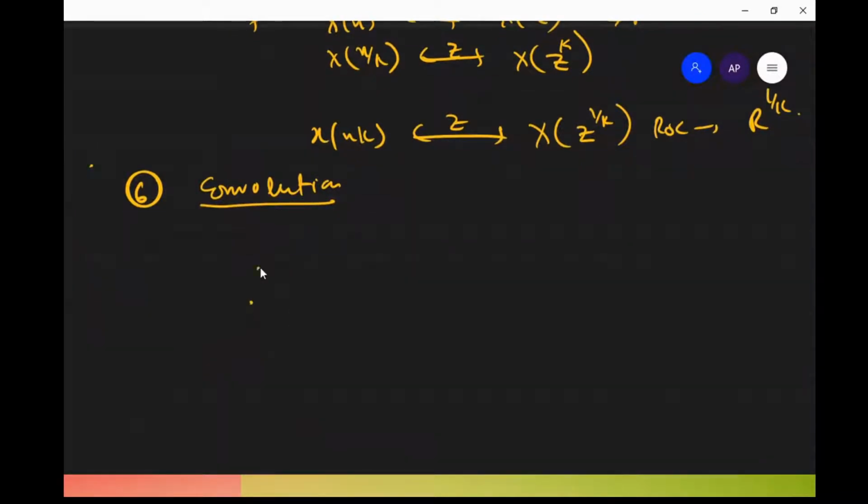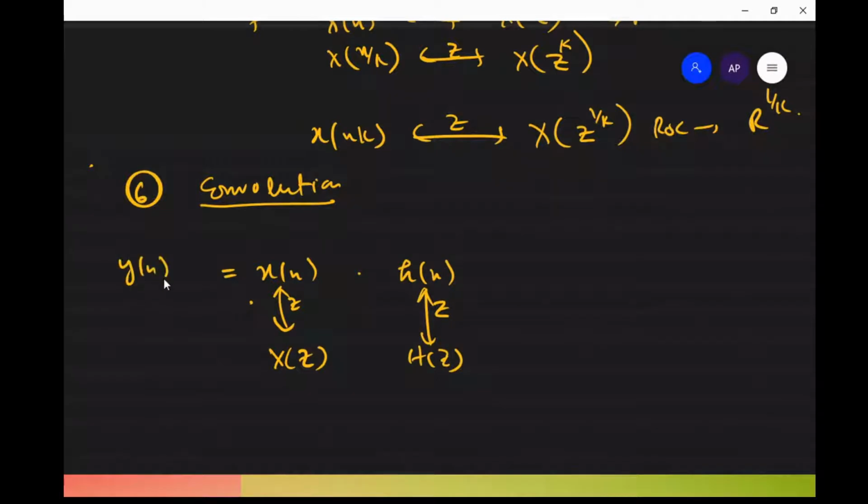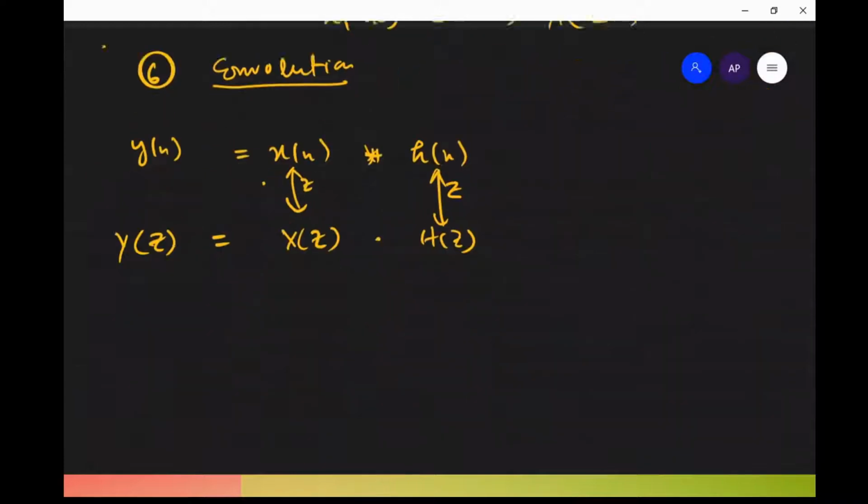For example, if we have a signal x of n, and its z transform is X of z, and we have another signal h of n, and its z transformed signal is H of z, then if these two signals are convolved in time domain, in frequency domain their spectrum is multiplied. So the convolution in time domain is equal to multiplication in frequency domain.